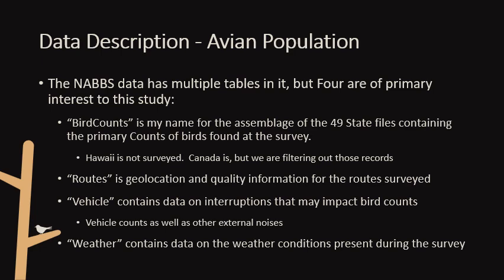And it's just the primary counts of the birds of the survey. Then there is geolocative data about the routes and quality information for the routes. There's data on interruptions that may impact birds, cars, other loud noises, etc. And then there's also information about the weather. We're going to dig into each one of those in detail here for a second.